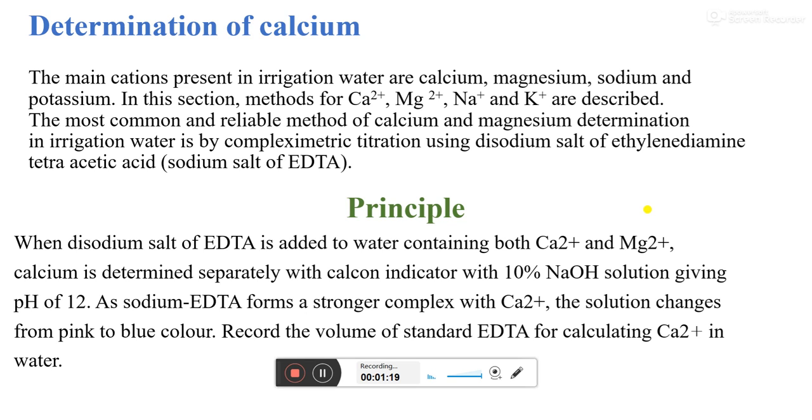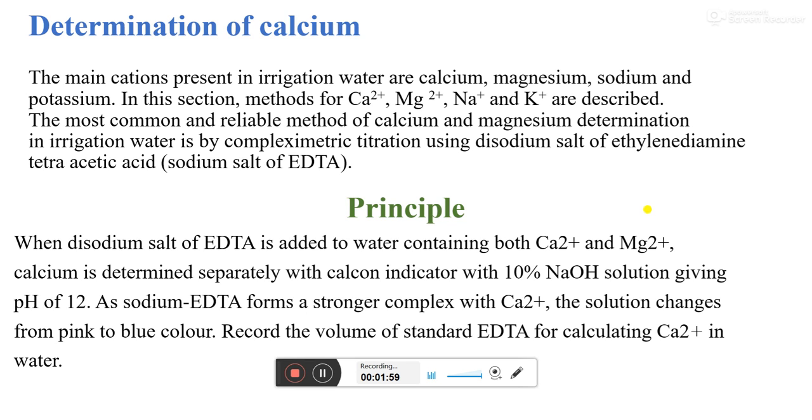The most common and reliable method of calcium and magnesium determination in irrigation water is by complexometric titration using the disodium salt of ethylene diamine tetraacetic acid, which we call the sodium salt of EDTA. The principle involved is that when the disodium salt of EDTA is added to water containing both calcium and magnesium, the calcium is determined separately with chalcone indicator and 10% NaOH solution giving a pH of 12.